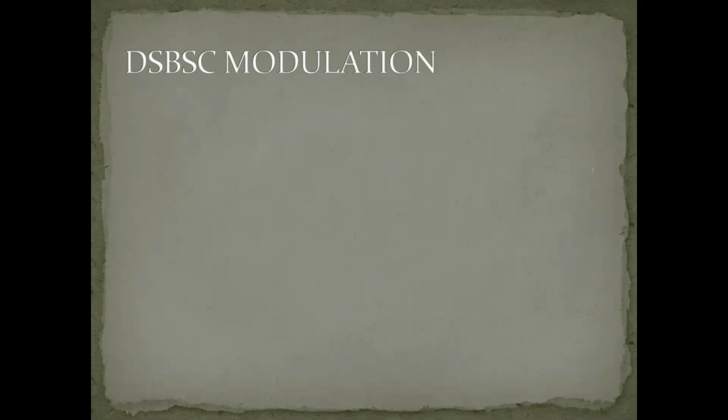Now, this is known as DSB modulation. Got it? The process of suppressing one sideband along with the carrier and transmitting a single sideband is called single sideband. Whenever I am using two sidebands, that is FC minus FM and FC plus FM, I am using both the sidebands, so it is known as double sideband suppressed carrier.